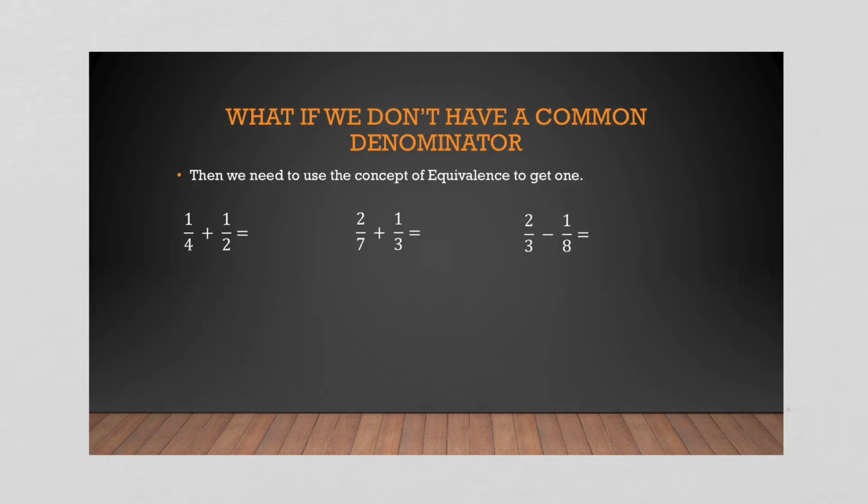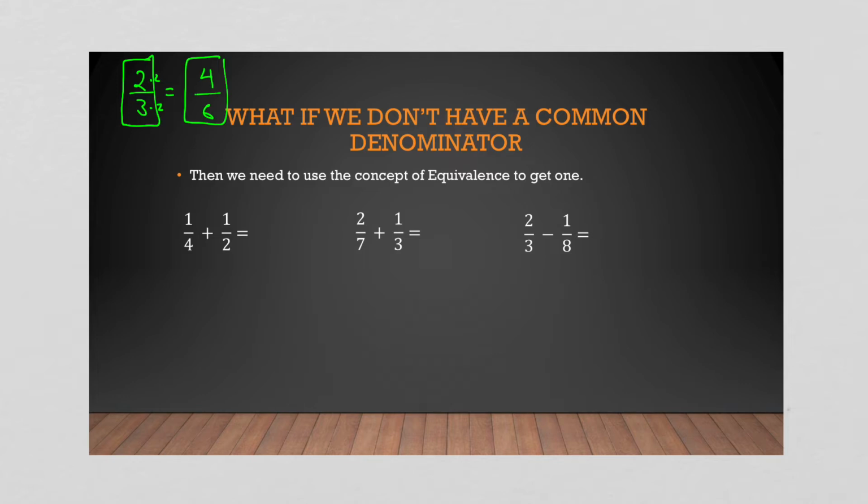What if you don't? Well, in this case, you just need to get one. And we get one using equivalence. So remember, we used equivalence in order to make a denominator a different denominator. So if I needed a denominator of 6, I would multiply by 2 and multiply by 2, and I would get 4 over 6. Equivalent fraction, same value as my original. So that's what I'm going to do here. I'm looking for a common denominator.